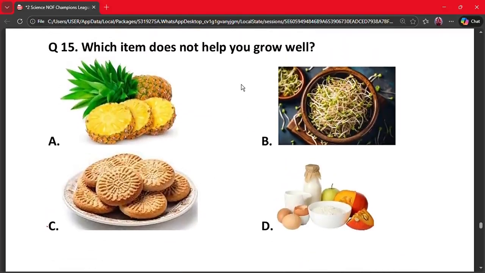Question number 15. Which item does not help you grow well? Option A, option B, option C, or option D. Option A shows pineapple, B shows sprouts, C shows biscuits, and D shows milk products and fruits. So the correct option is option C. Why? Because the item, that is biscuit, shown in option C is junk food and does not help in body growth. Healthy foods like milk and fruits and vegetables help us grow. Therefore, the correct option is option C.